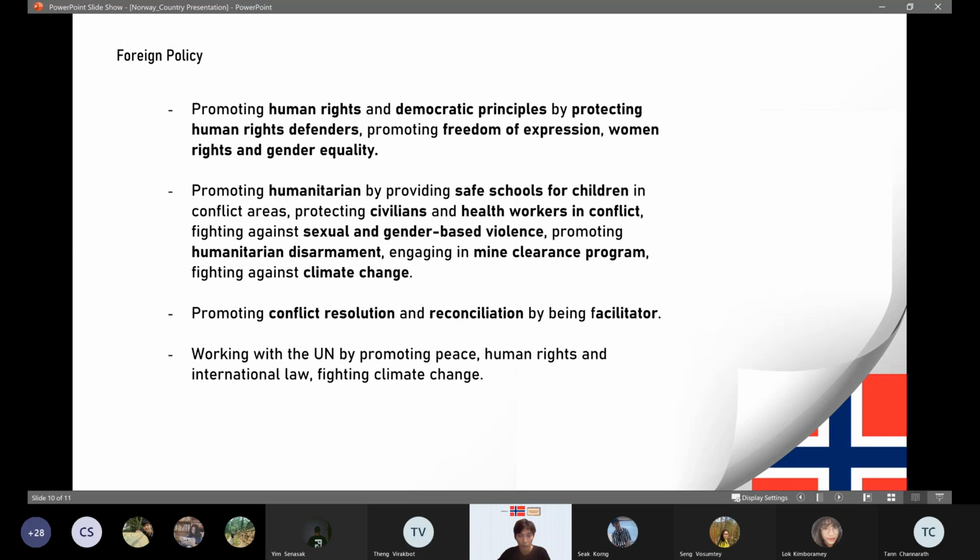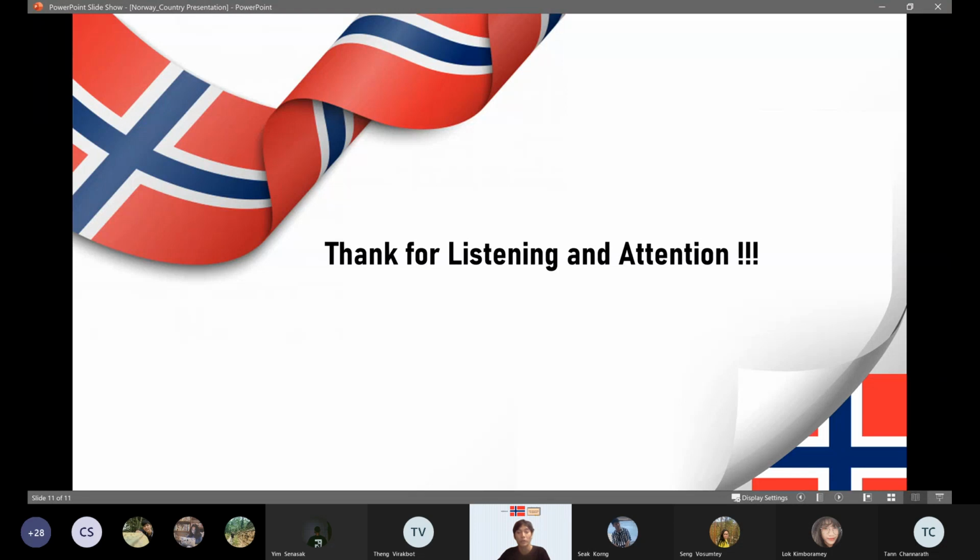Norway is a friendly country. They work as a facilitator. And the last one is working with the UN by promoting peace, human rights, and international law. So this is the end of the presentation.